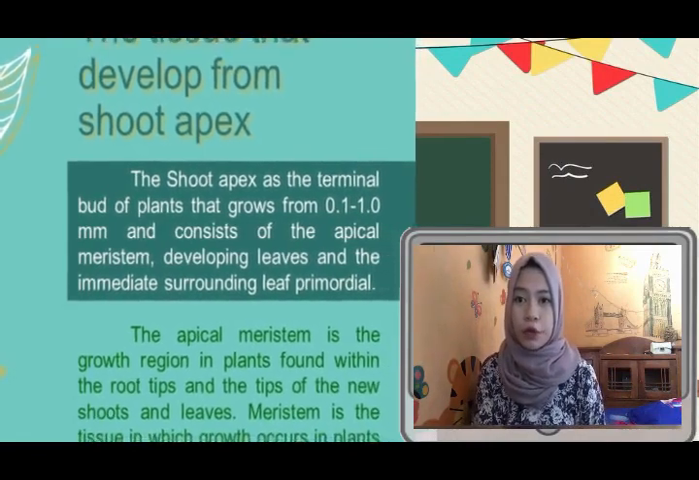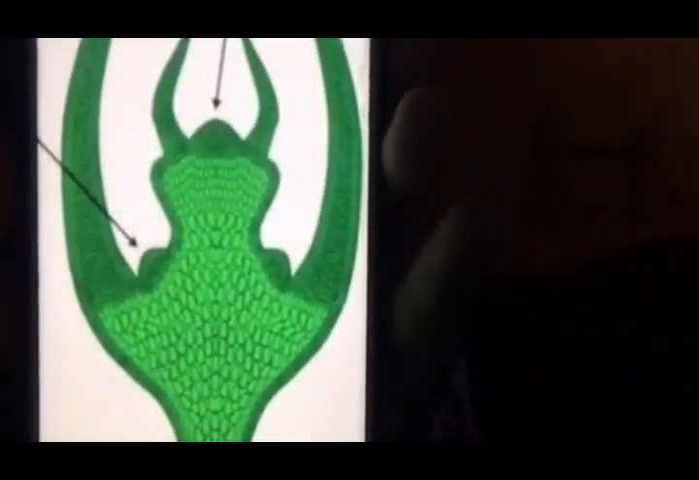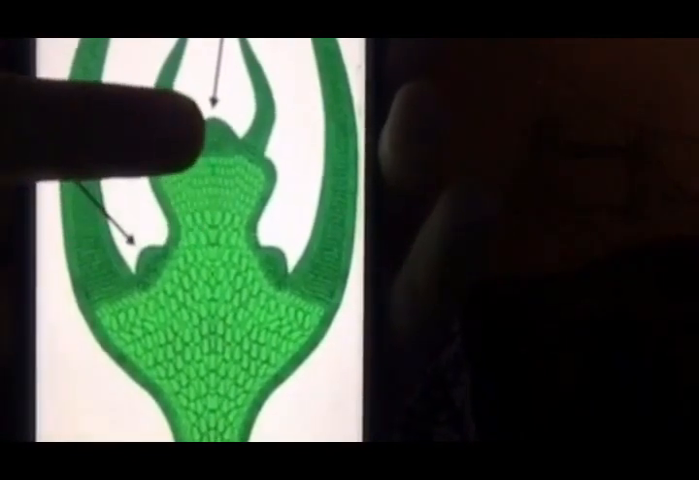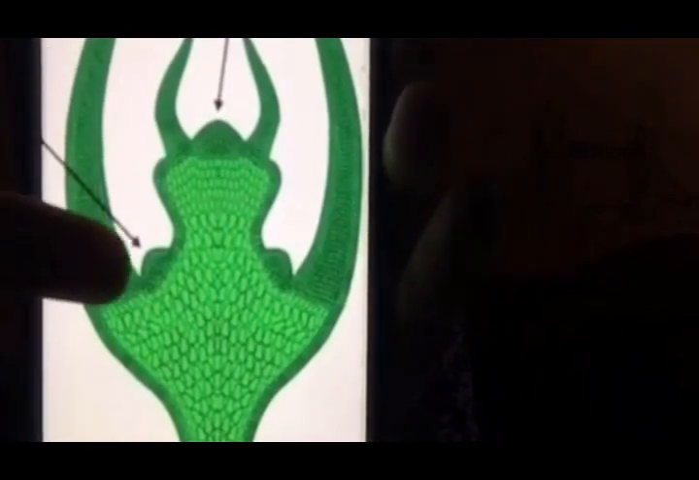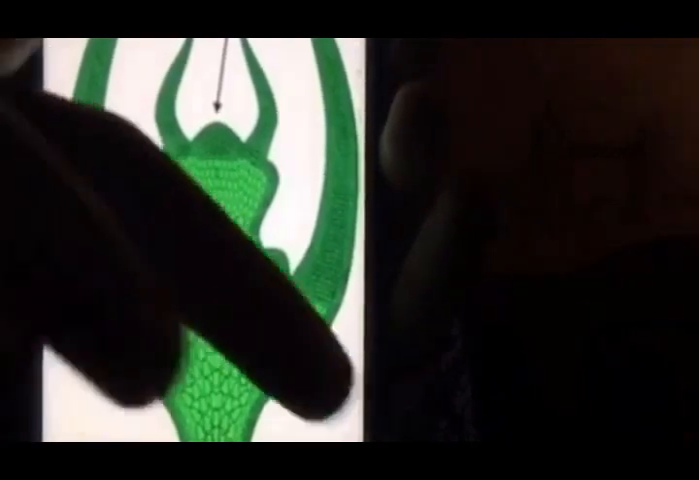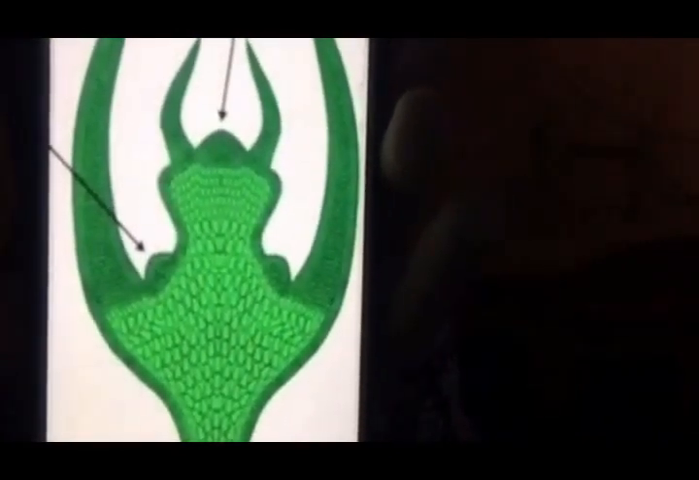And I will show you the picture. This is the picture of the shoot apex. This is the apical meristem, this is the young leaves, and this is the axillary buds. You can see it.